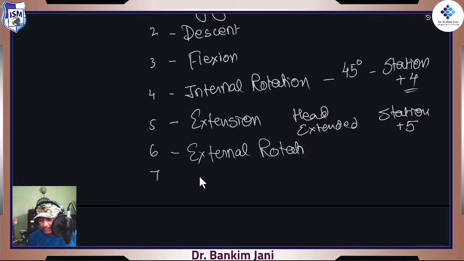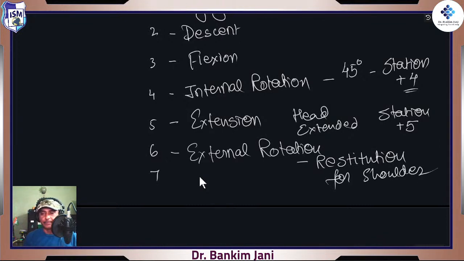And this external rotation is for those shoulders. And that is what is called the restitution. Restitution, and this is for the shoulder, for the ease of passage of that shoulder. And once this shoulder is out, right? Finally, it is what is called the expulsion.